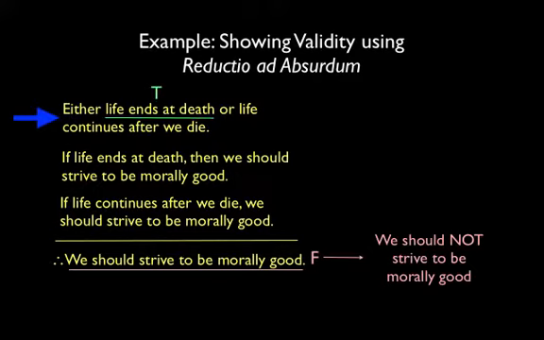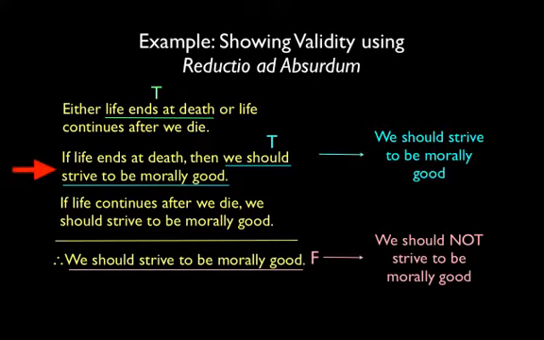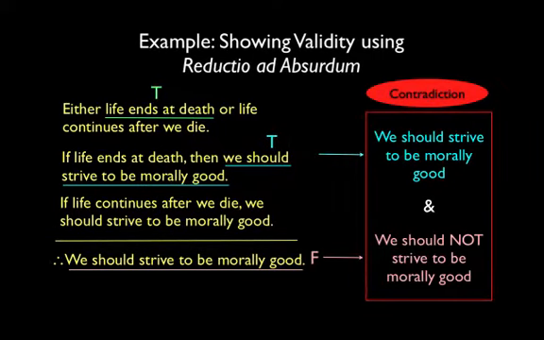Now, if it is true that life ends at death, then in order for the second premise to be true, it must be true that we should strive to be morally good. Yet, we have assumed that the statement, we should strive to be morally good, is false. And that's absurd because the statement, we should strive to be morally good, cannot be both true and false. However, we have not yet shown that we are forced to accept an absurdity.